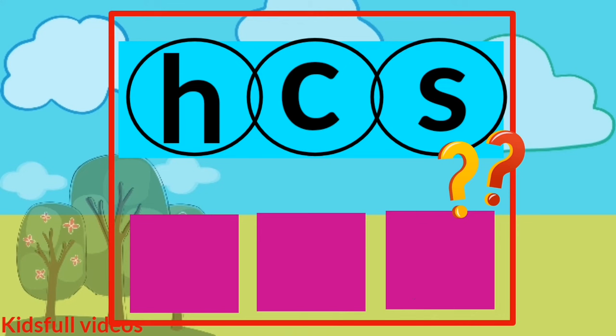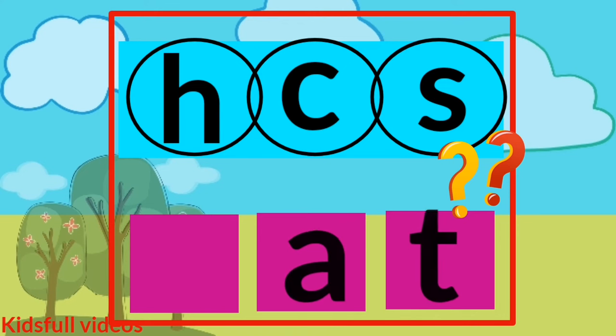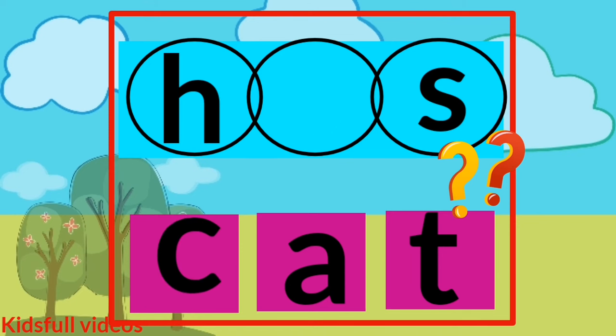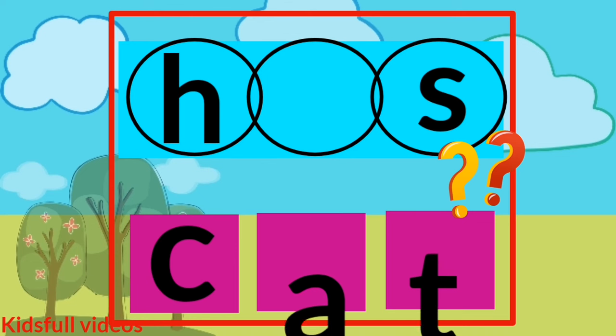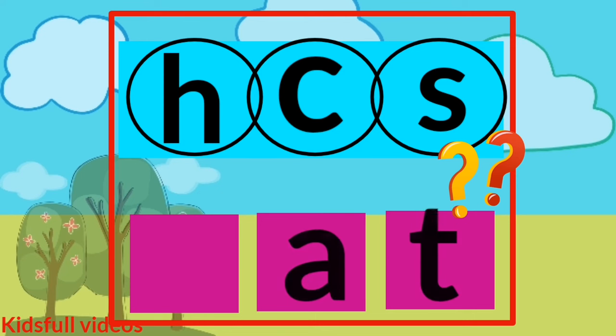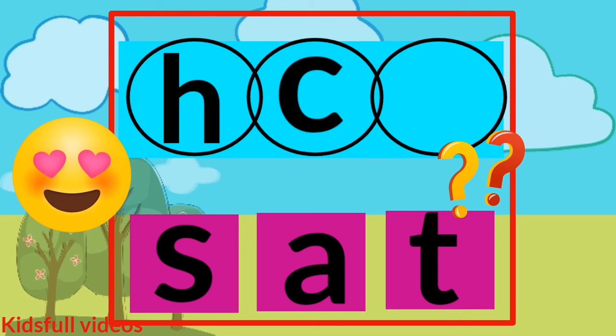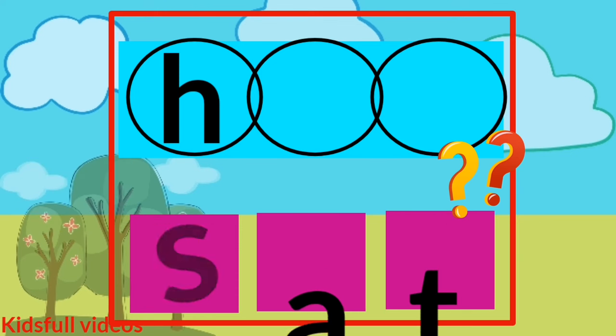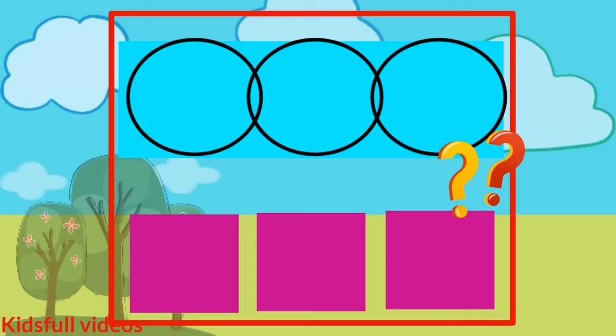Now, which alphabet makes the word cat? K-at. Cat. Correct. It's the alphabet K. K makes the word cat. Come on, which alphabet makes the word set? S-at. Set. Good job, everyone. It's the alphabet S that makes set. A great practice, everyone. Good job.